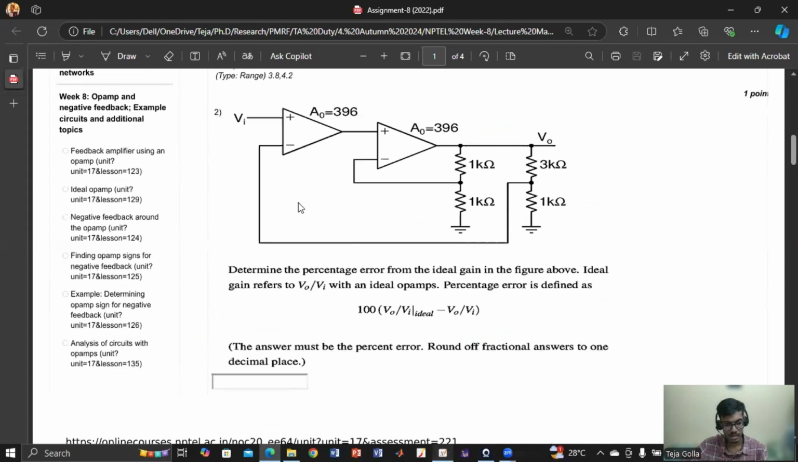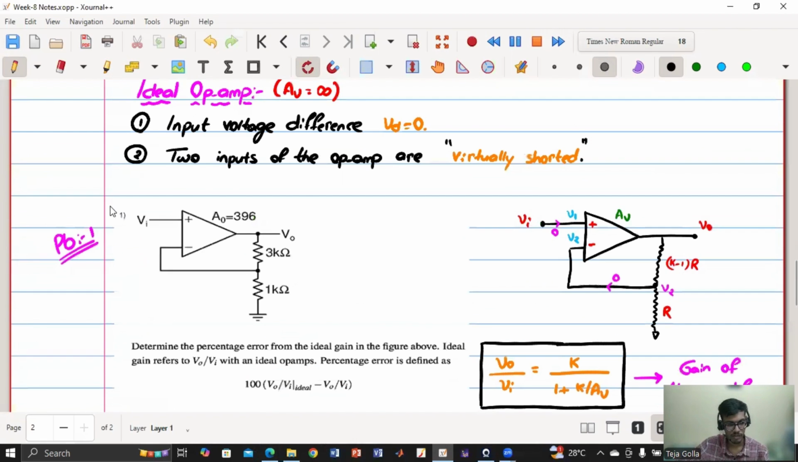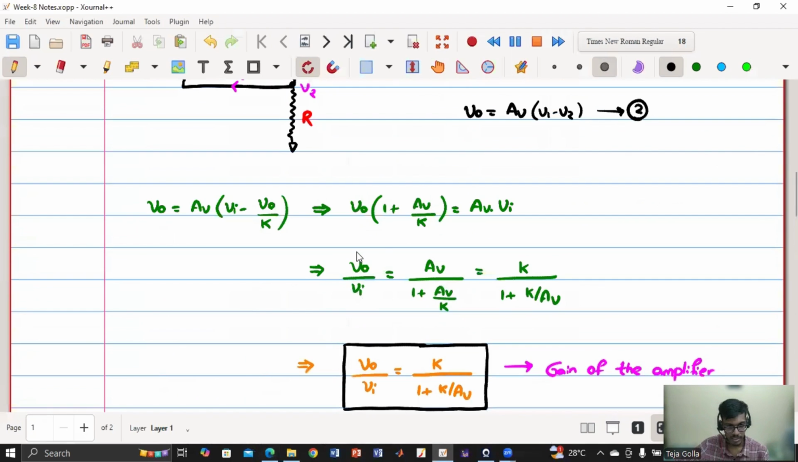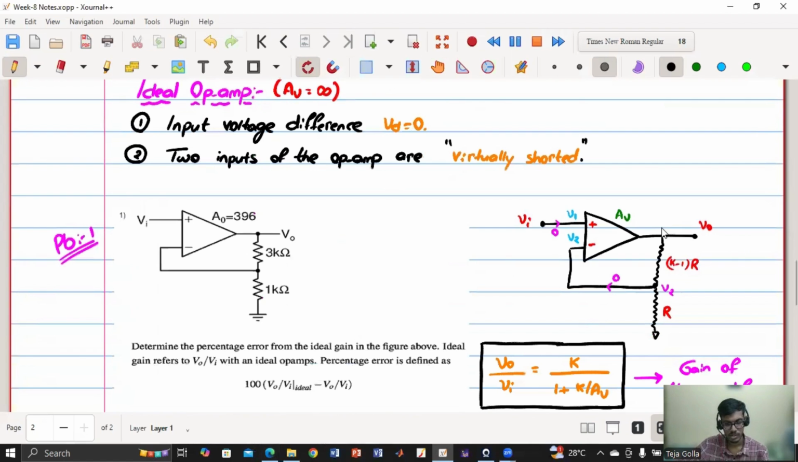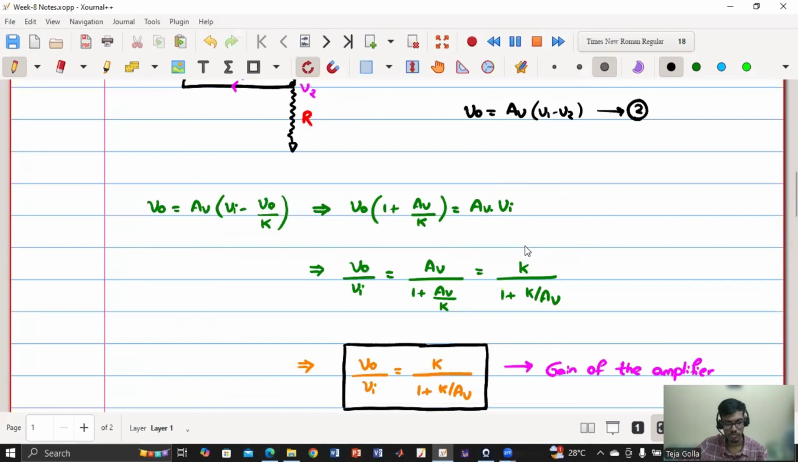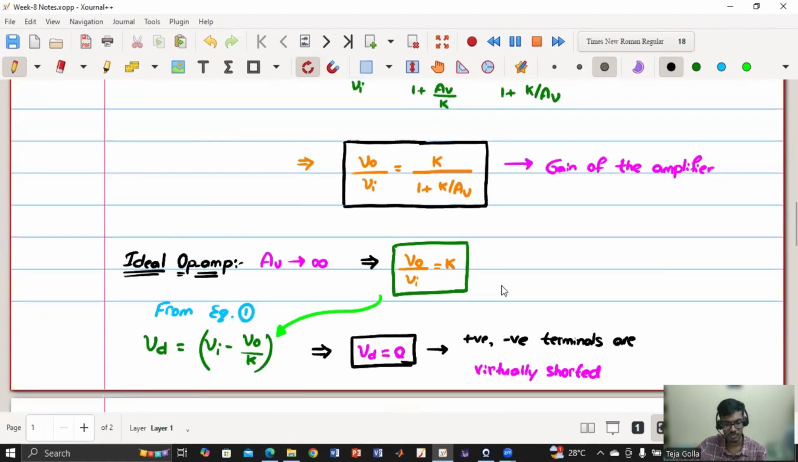So is this clear? Our first problem of today's session. It is simple and straightforward. We have considered one amplifier, which we have discussed just now. Because we have derived the expression, I am not deriving it again, but you can derive it. It is very simple. We have two equations: VD equals V1 minus V2 and A naught equals AV into V1 minus V2. So that is very simple and straightforward.